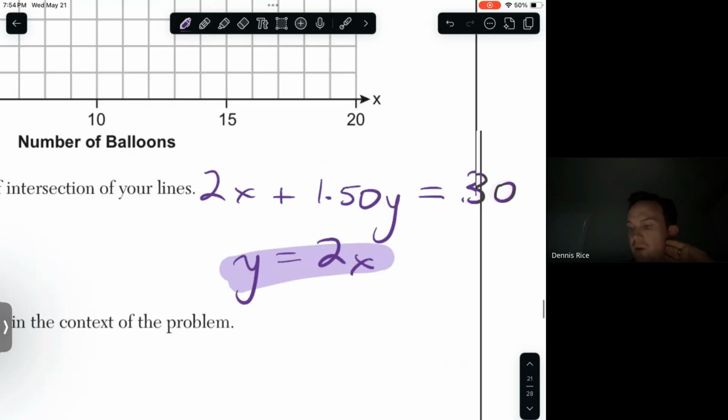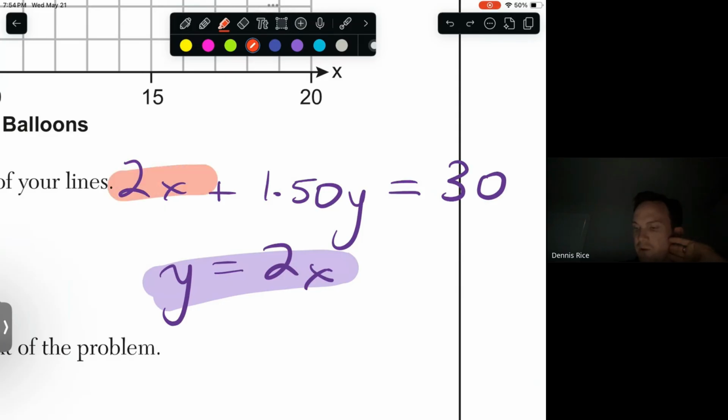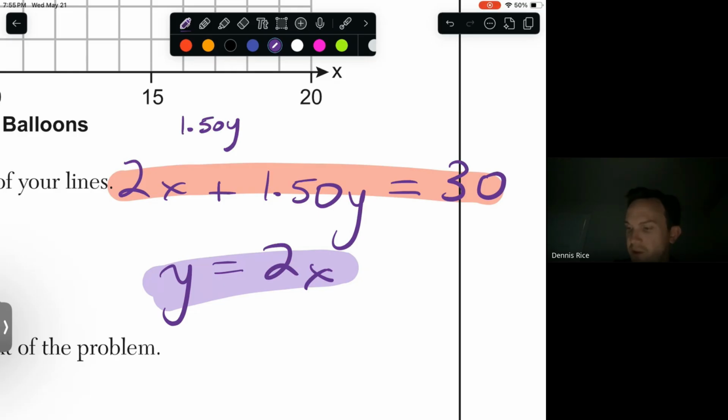Now for this top equation, what do we need to do to be able to graph it? Get it in y equals. Yeah, get it in y equals. So I'm going to move the 2x over. I'm going to divide everything by 1.5.